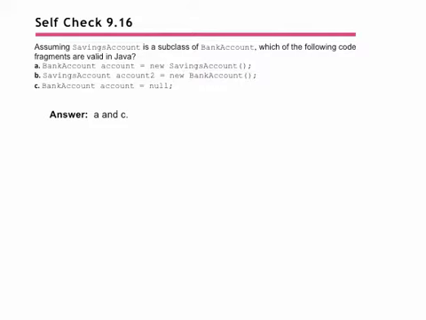It's false. And C, BankAccount = null. Null is the explicit way of saying nothing in Java. And so what we're basically doing is we're creating the BankAccount reference, but we're not creating a new object yet. We're just saying null. So that'll work too. That's fine.